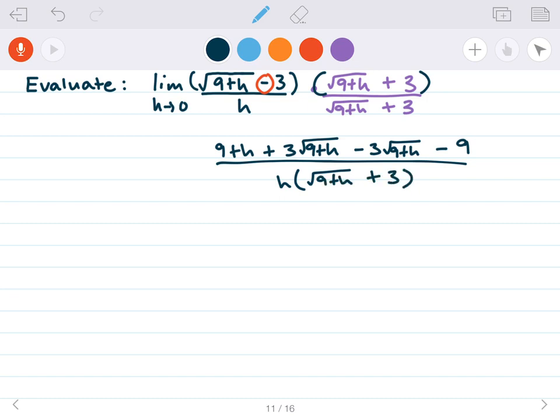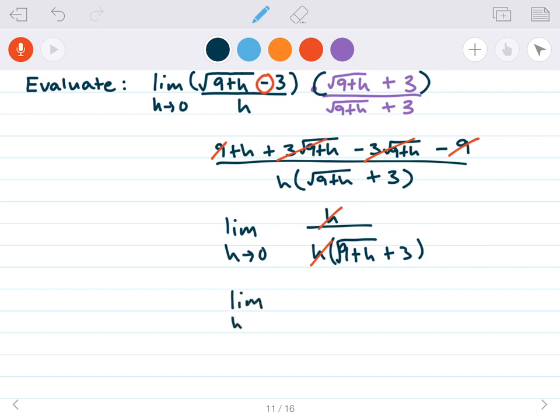So on top, this guy and this guy cancel, and this guy and this guy cancel, and actually, I'm in a good position because I have h over h times this business. And I'm taking the limit as h goes to 0. What's nice is once I cancel out these h's, I no longer have a problem in the denominator. I can just plug in 0 for h and evaluate.